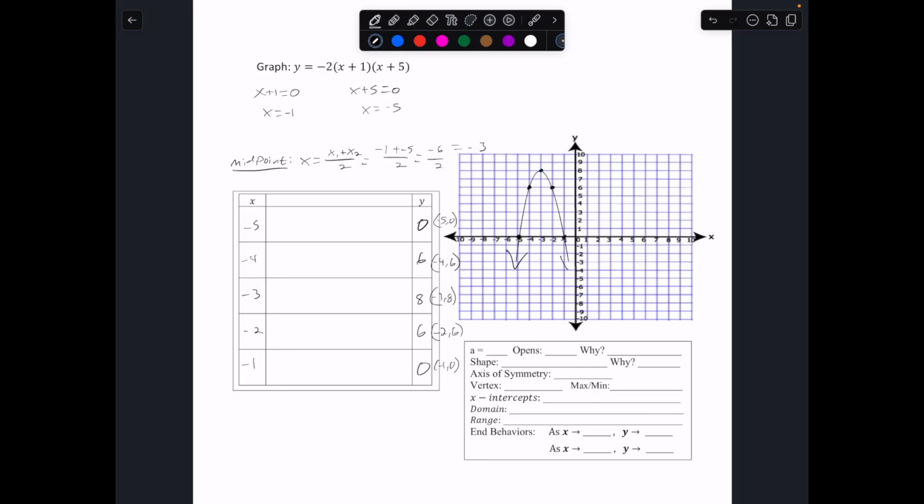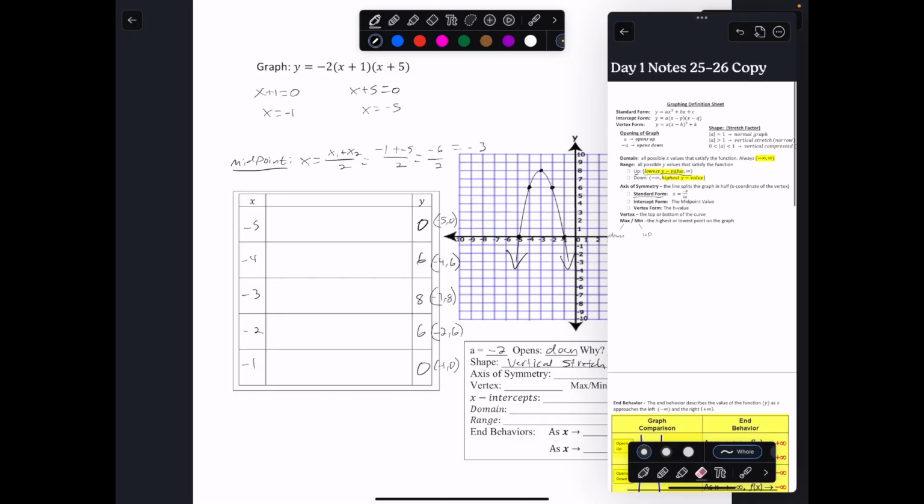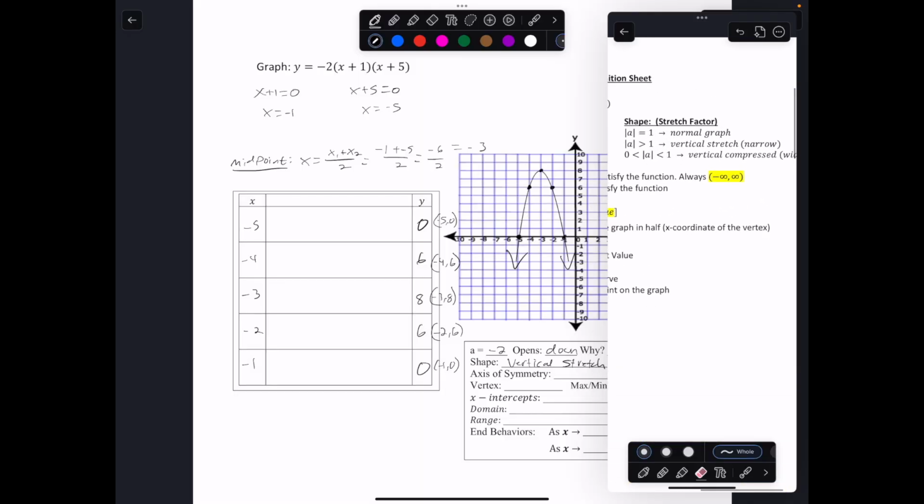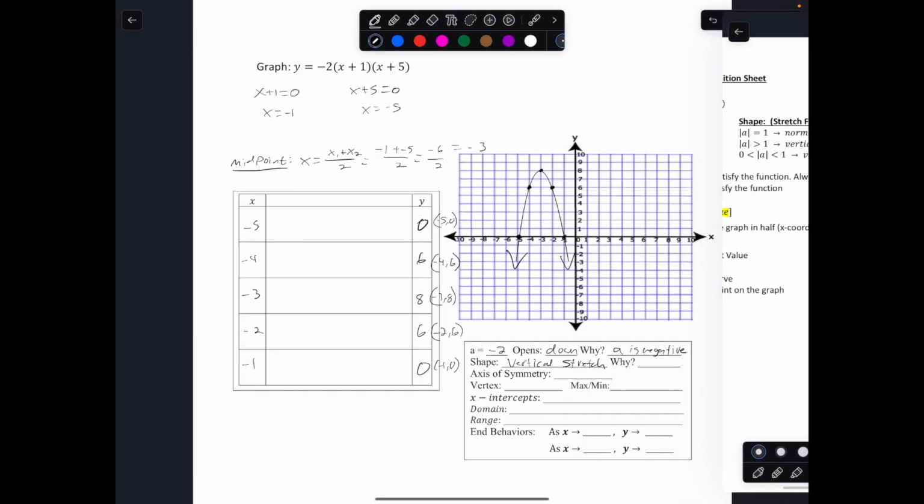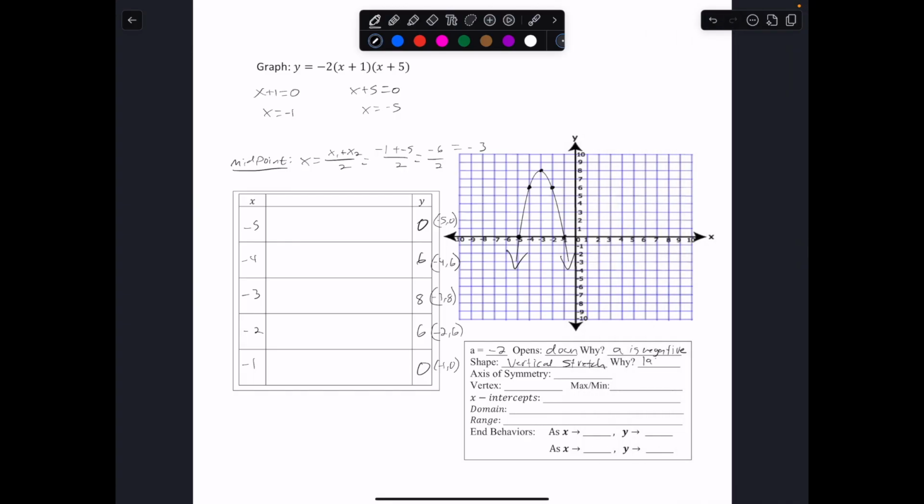Now our A value, well, what was our A value here? Our A value was -2. So that means the graph opens down. Why? Because A is negative. The shape will be a vertical stretch. Again, you can verify that. Take the absolute value of -2. It's +2, which is greater than 1, so that's why it's a vertical stretch. Why? Because the absolute value of A is greater than 1.